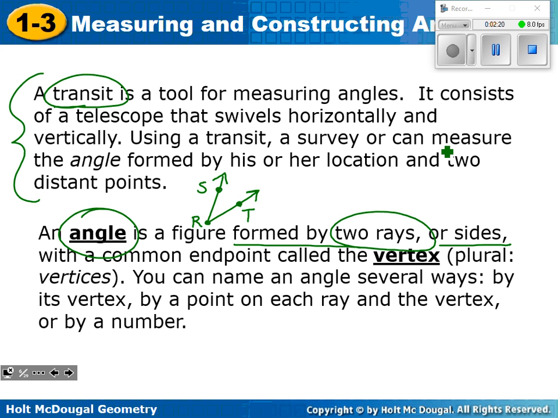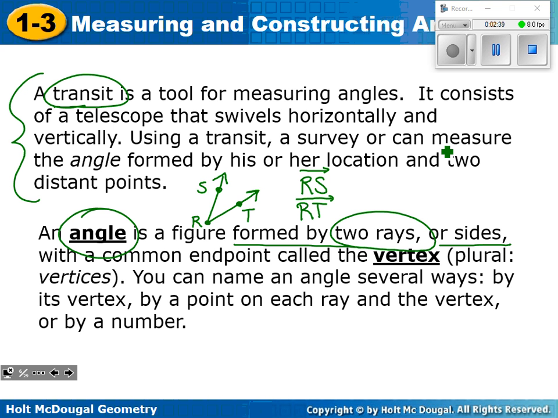Careful, there's two sides. Name one of the sides. RS. Remember, to name a ray, you have to start with the endpoint. So RS would be one side. What's the other side? RT. Okay, when you name a ray, you have to start with the vertex or with that endpoint.